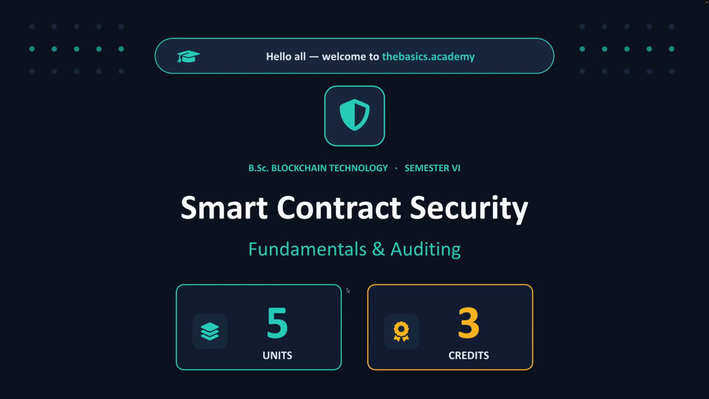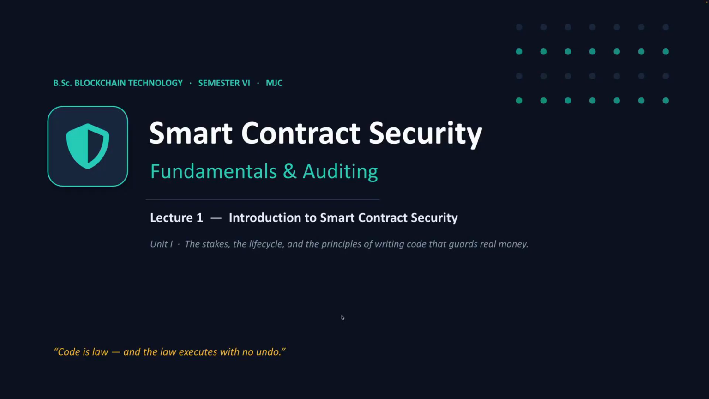This is Smart Contract Security, Fundamentals and Auditing, a 5 units, 3 credit course in the BSc Blockchain Technology program. Let's get into it. Lecture 1, Introduction to Smart Contract Security. In Unit 1, we are going to talk about the stakes, the life cycle, and the principles of writing code that guards real money. Always remember, code is law and the law executes with no undo.